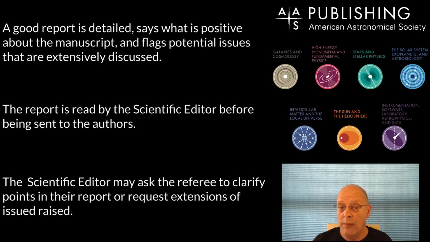So a good report is detailed. It says what is positive about the manuscript. Usually there's something positive you can say about a manuscript if it's gone out for review. It's pretty rare to have a manuscript that is just completely bad from top to bottom. So if there's something positive, say it. And then it flags potential issues which are backed up and extensively discussed. The report is read by the scientific editor before sending it out to the authors. On occasion, the scientific editor may ask the referee to clarify points in their report or to request extensions of some of the issues that are raised in order to help make it a better, good report.